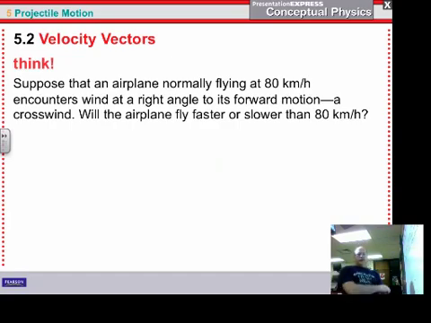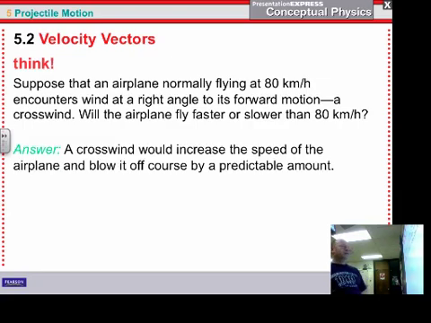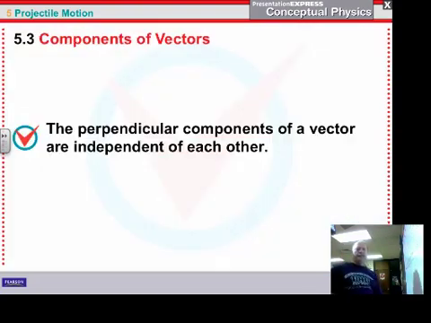All right, so let's think about this. Suppose that an airplane normally flying at 80 kilometers per hour encounters wind at a right angle to its forward motion, a crosswind. Will the plane fly faster or slower than 80 kilometers per hour? Well, the answer is it's going to fly faster. It's going to blow it off course, but it's going to increase the speed.